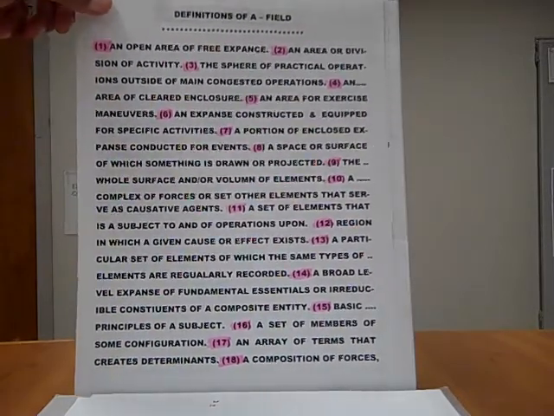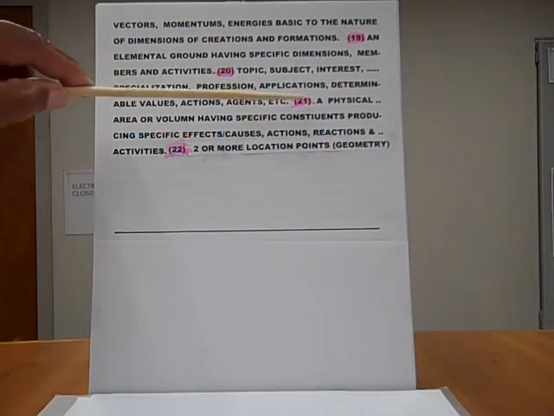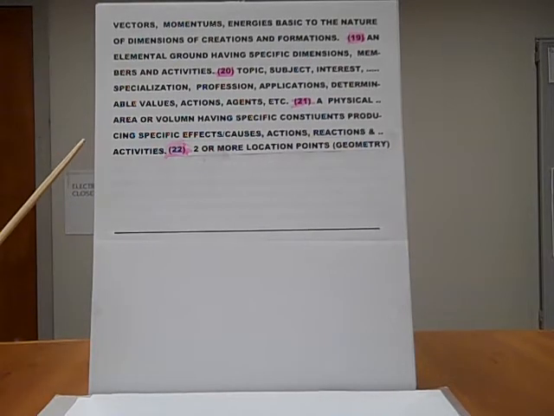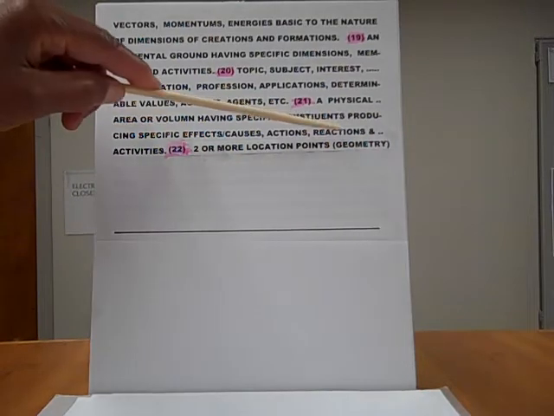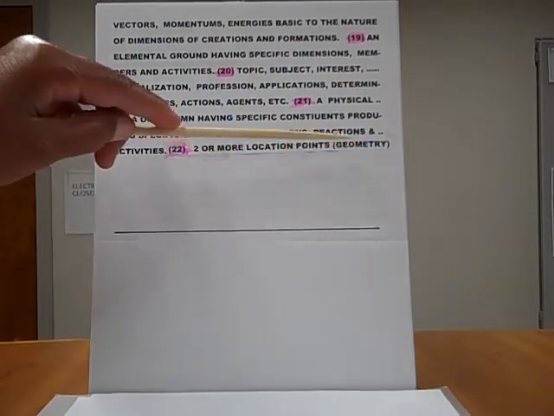a composition of forces, vectors, momentums, energies, basic to the nature of dimensions of creations and formations; 19, an elemental ground having specific dimensions, members, and activities; 20, a topic, subject, interest, specialization, profession, application, determinable values, actions, agents, etc.; 21, a physical area or volume having specific constituents producing specific effects and causes, actions, reactions, and activities. Number 22, 2 or more location points, geometry.